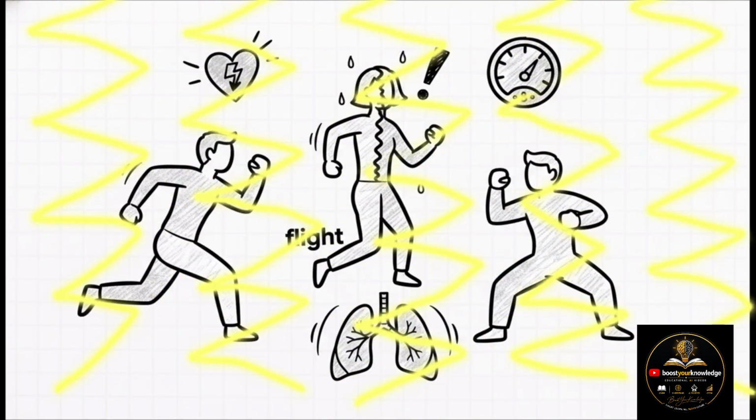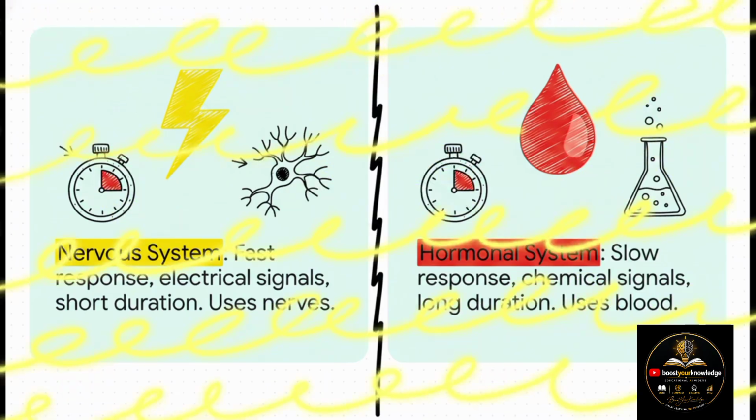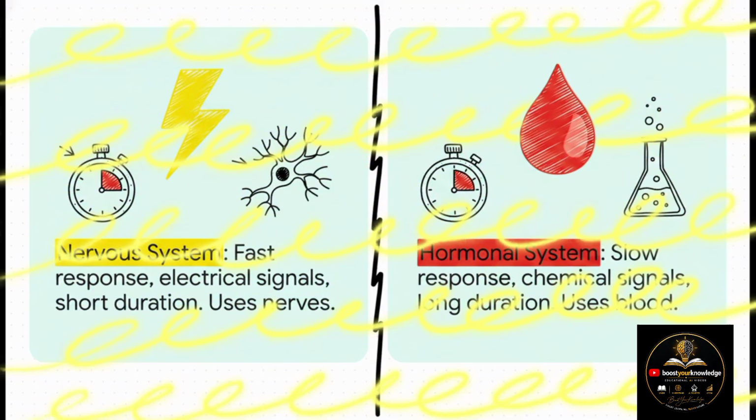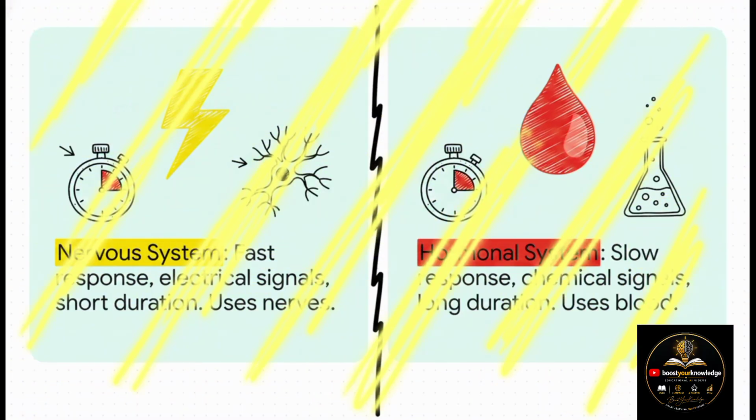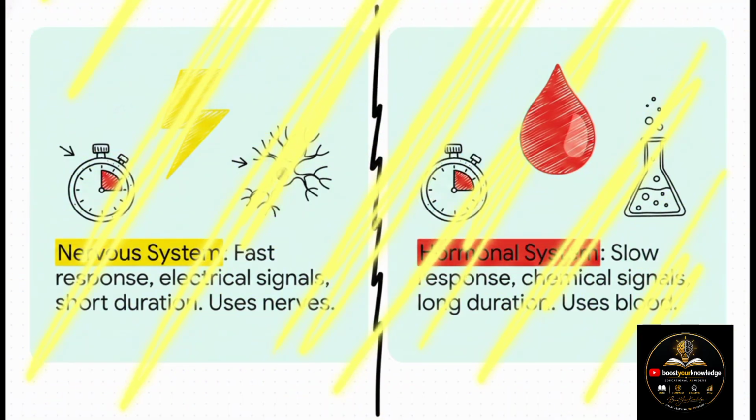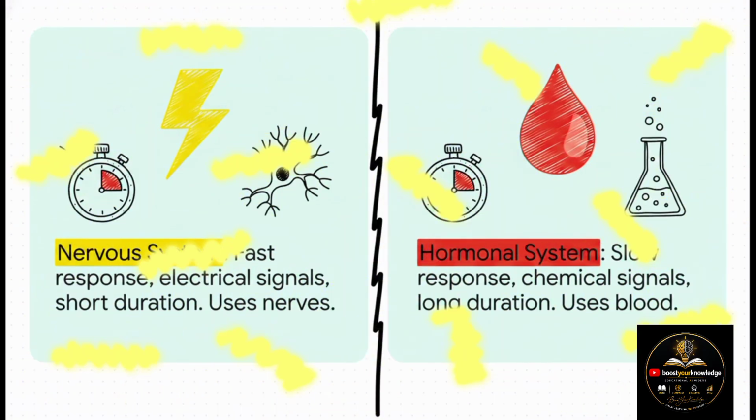fast as humanly possible. Which brings us to the big face-off between our two control systems. This is a classic high-value exam comparison, by the way. The nervous system provides a super fast response using electrical signals via nerves, but the effect is very short-lived. In contrast, the hormonal system gives a slower response using chemical signals traveling through the blood, but the effects have a much longer duration. Understanding this contrast is an absolute must.